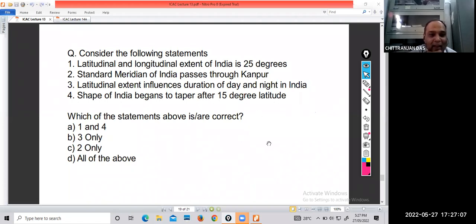Last question. Consider the following statements. First: the latitudinal and longitudinal extent of India is 25 degrees. Second: the standard meridian of India passes through Kanpur. Third: latitudinal extent influences the duration of day and night in India. Fourth: the shape of India begins to taper after 15 degrees latitude.